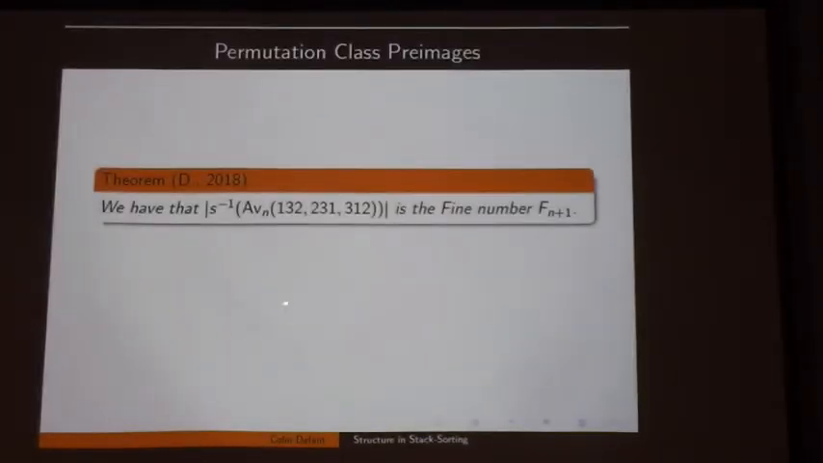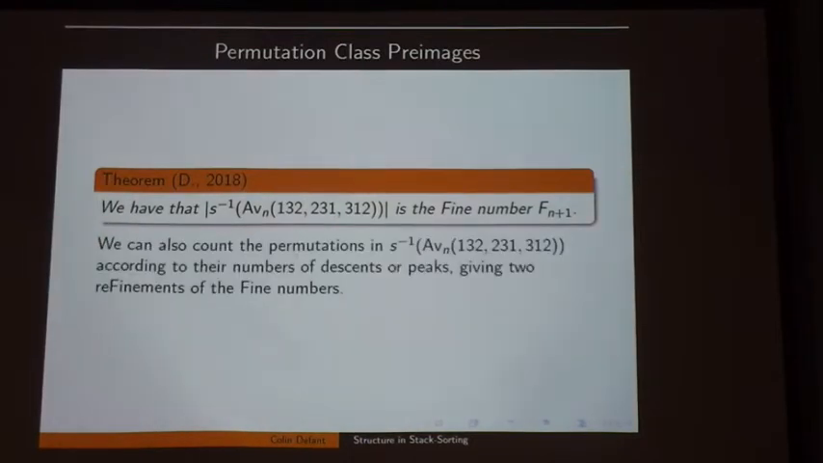We can also look at the total number of preimages of all the permutations of length n that avoid 1, 3, 2, 2, 3, 1, and 3, 1, 2. This turns out to be the n plus first Fine number. This is an interesting sequence of numbers. And we can also count these preimages according to certain statistics, like the number of descents or the number of peaks. This gives us certain refinements of the Fine numbers.